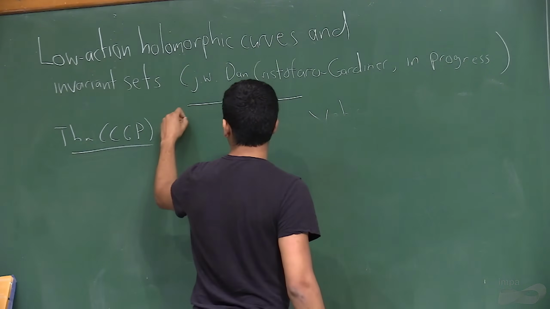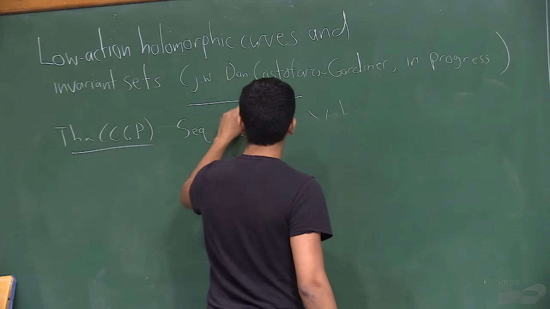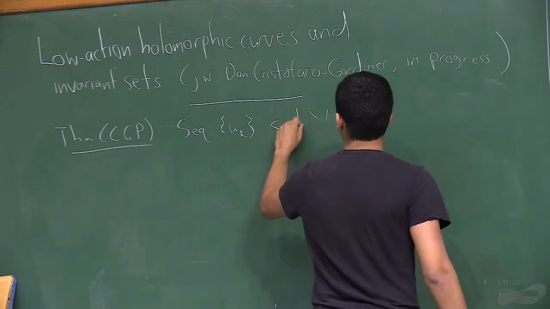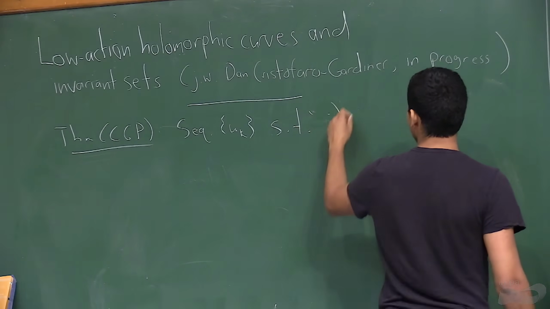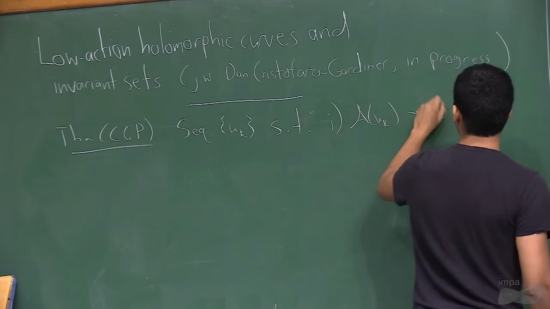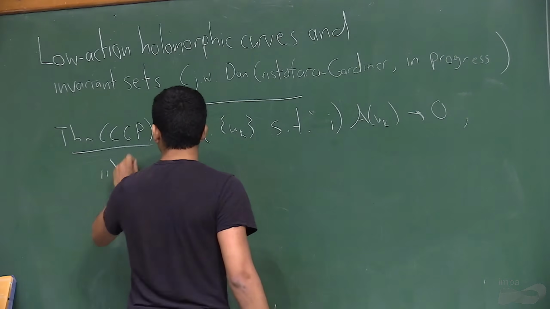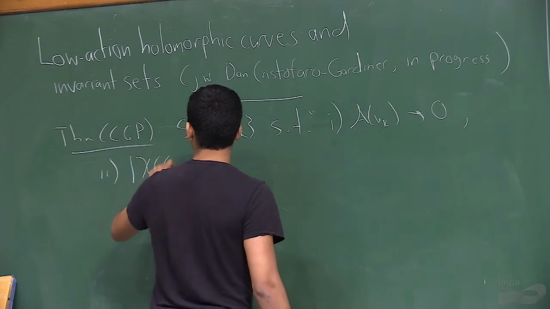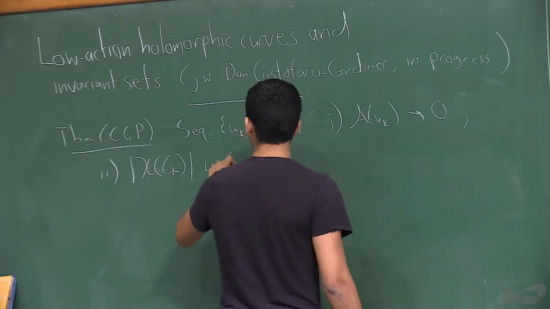So suppose you have a sequence U sub k such that the following two properties are satisfied. So 1, their actions go to 0. And 2, the absolute values of the Euler characteristics of the domains are uniformly bounded.